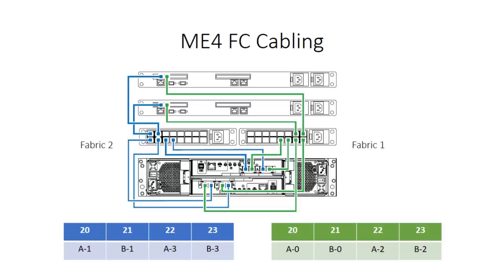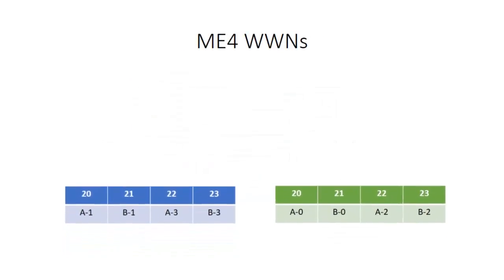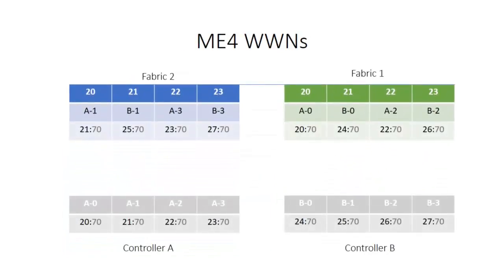I recommend documenting which ports each device is plugged into. It makes it easier to identify the correct worldwide names when zoning. You can use the first byte to identify what controller port is logged into each switch port. Starting with controller A, port 0, the first byte of the worldwide name is 20. Port 1 is 21, port 2 is 22, and port 3 is 23. Controller B continues with 24 through 27.